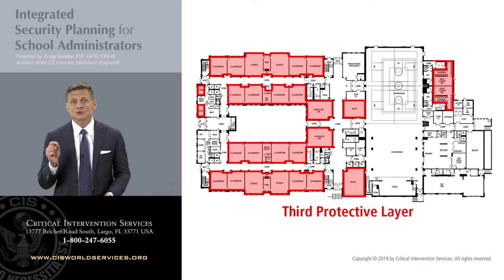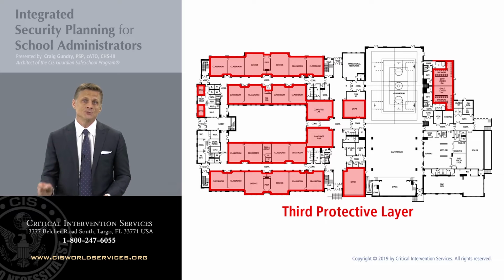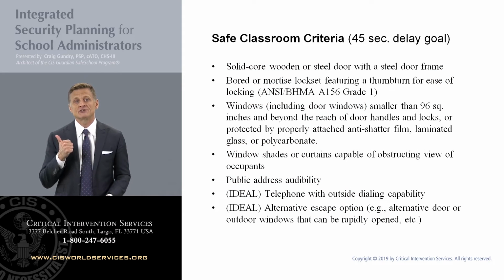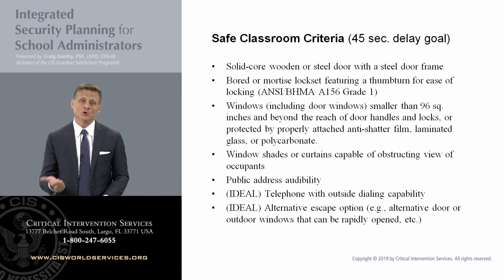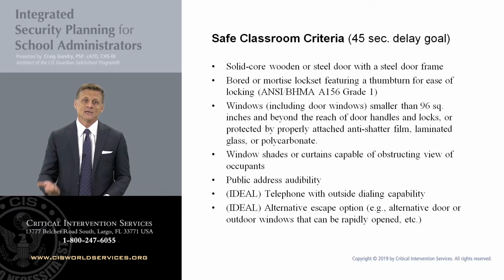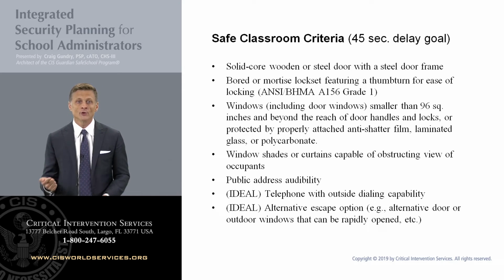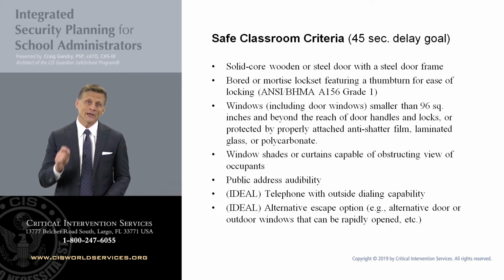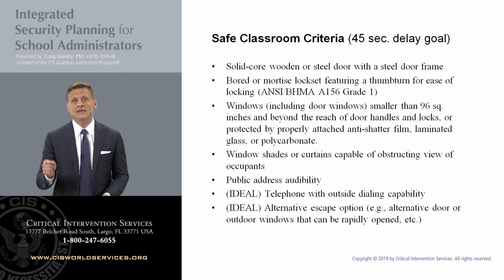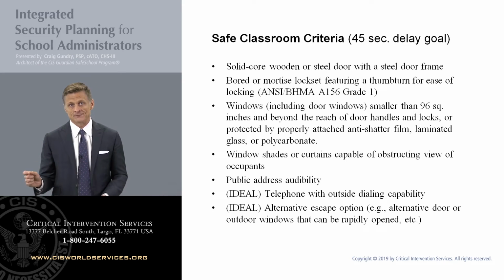Now, there's some basic criteria that all classrooms, activity rooms, and offices that may be used for lockdown purposes should meet. First, they should have a solid core wooden or steel door with a steel door frame. Number two, employing a bored or mortise lock set featuring a thumb turn for ease of locking and should be rated at least grade 1 for intrusion for security purposes under the ANSI BHMA A156 standard.